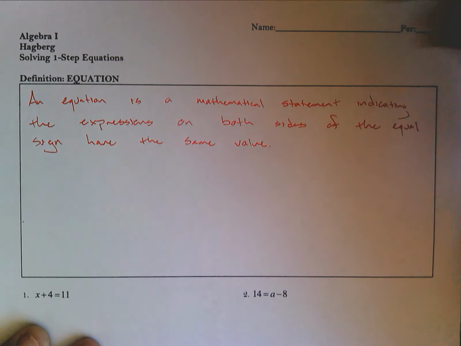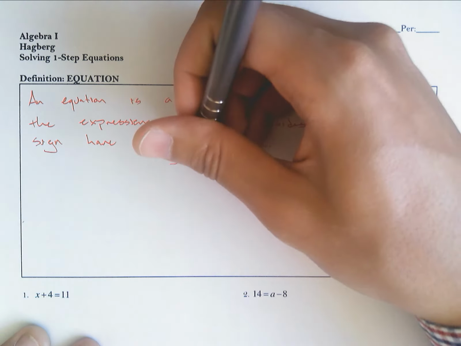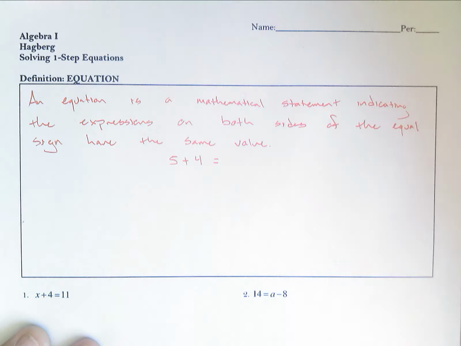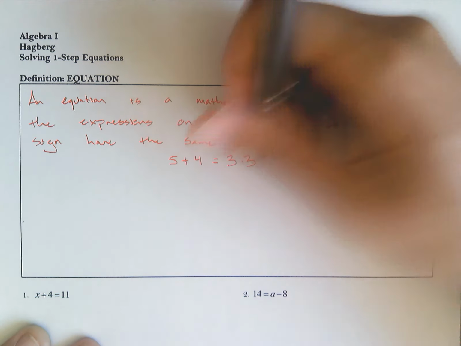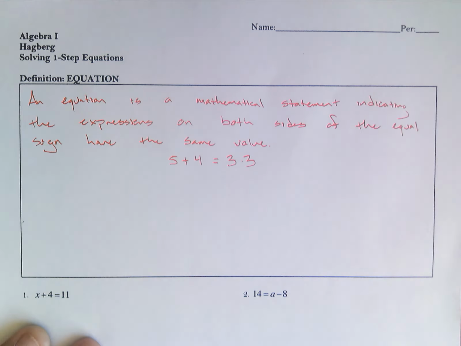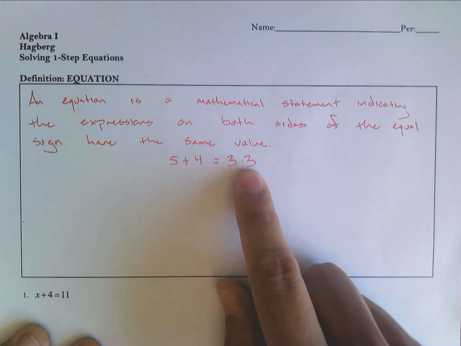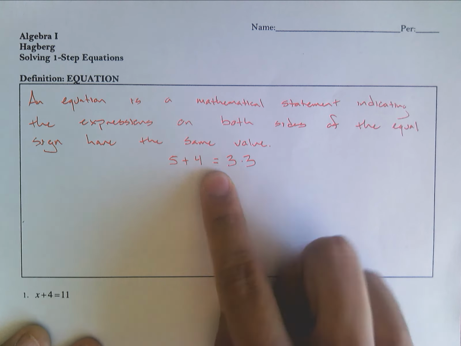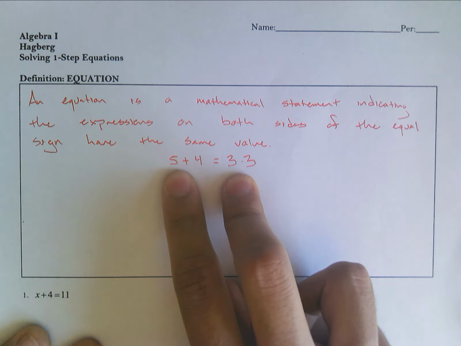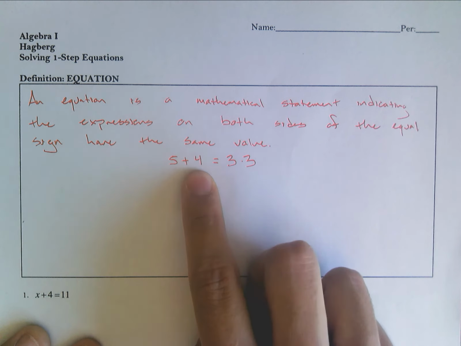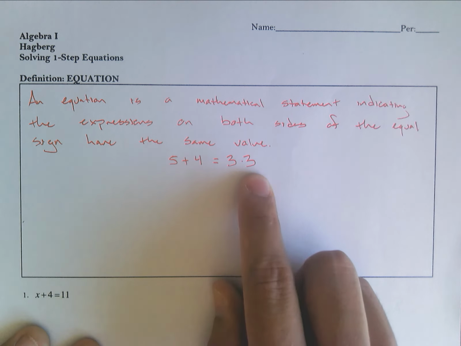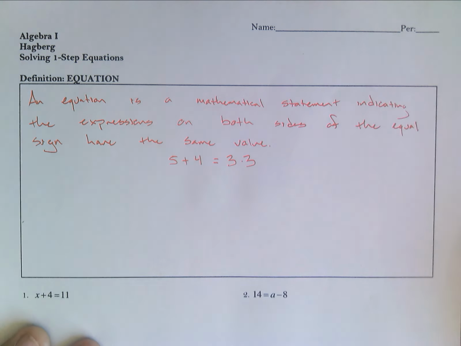So an example of this would be the equation 5 plus 4 is equal to 3 times 3. Notice that we have two expressions, 5 plus 4 and 3 times 3, and we're setting them equal to one another. We're saying that these have the same value. They are equivalent. And indeed, 5 plus 4 is 9, and 3 times 3 is also 9. We know that 9 is equal to 9, so this statement is true. This equality is true.